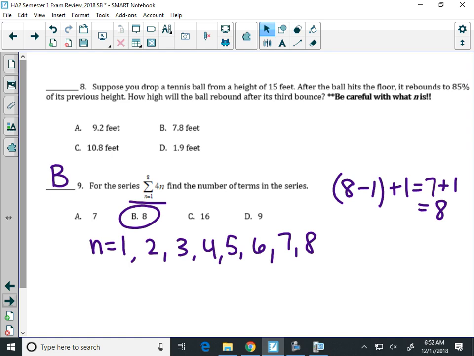So suppose you drop a tennis ball from a height of 15 feet. After the ball hits the ground, it rebounds to 85% of its previous height. How high is the ball after its 3rd bounce? It gave you a hint. Be careful what n is here.